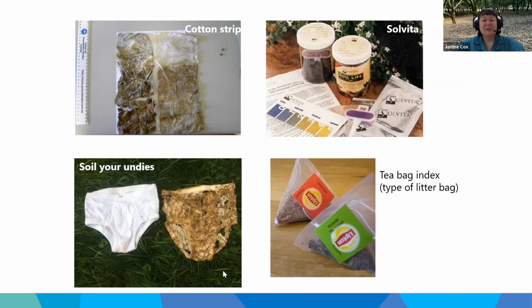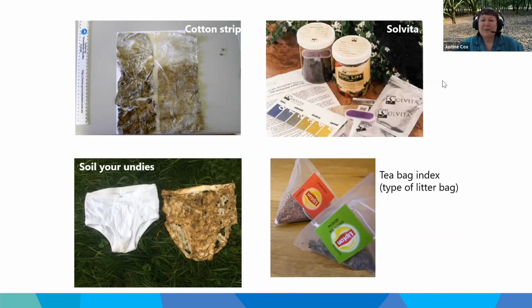There's a global campaign around the world where farmers are encouraged to soil your undies and take a picture and upload it to the global website. And Oliver Knox at UNE in Armidale is really coordinating a lot of this in Australia.